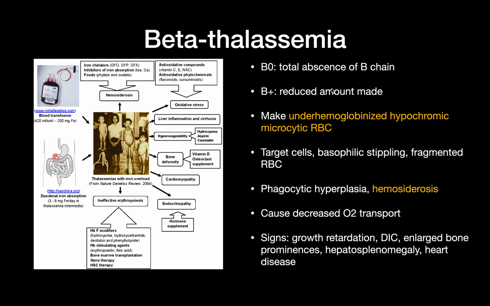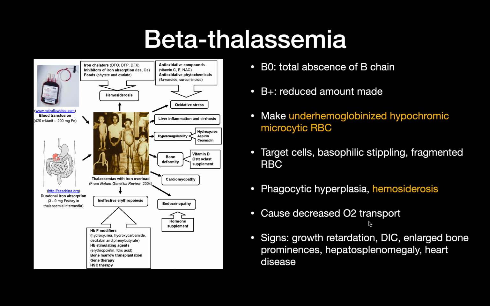So the red blood cells are not going to have enough hemoglobin. There's not going to be a lot of heme or ferritin in them, so they're pale and they're going to be very small. They have these characteristic cells called target cells that have basophilic stippling, and fragmented red blood cells along with the target cells. Characterized by hemosiderosis thanks to the lysis of the red blood cells. So, of course, iron is going to be released and taken up by the macrophages.